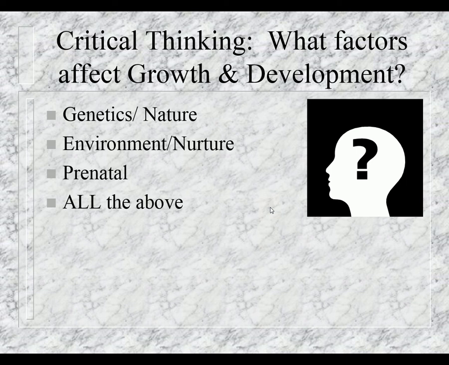So, what factors affect growth and development? Genetics, that would be nature. Environment, that would be nurture. Prenatal problems or prenatal care, or all the above. And the answer is all the above. Genetics, we have a certain makeup that's going to affect our growth and development. Environment, we have things anywhere from socioeconomic influences to family structures to parental attitudes about child rearing and philosophies. Prenatal care varies from family to family. So again, it could be all of the above.